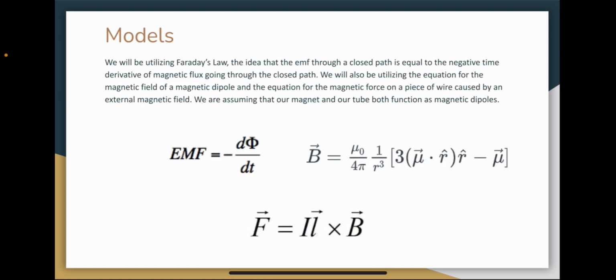We will be utilizing Faraday's Law, the idea that the EMF through a closed path is equal to the negative time derivative of magnetic flux going through the closed path. We will also be utilizing the equation for the magnetic field of a magnetic dipole and the equation for the magnetic force on a piece of wire caused by an external magnetic field. We are assuming that our magnet and our tube both function as magnetic dipoles.